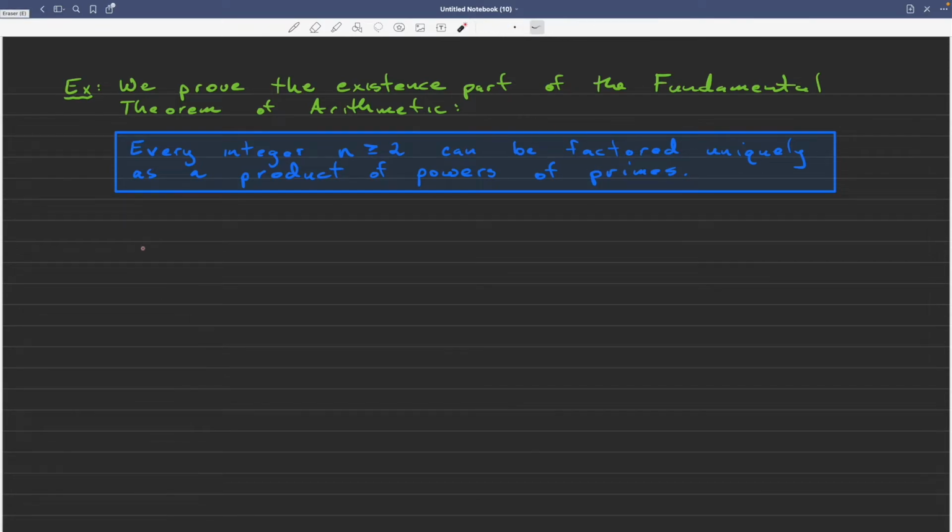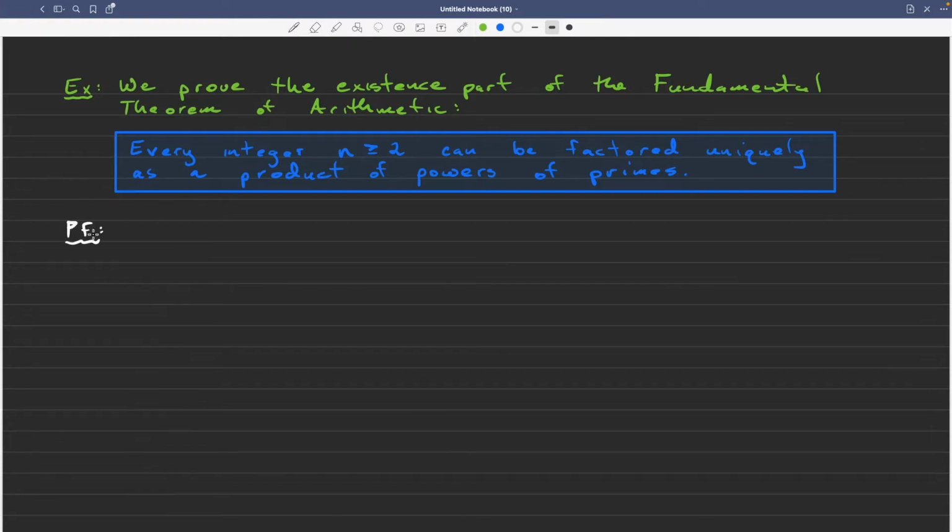But for example, if you take 12, well, it's 3 times 4, right? So it'd be 3 to the 1 times 2 to the 2. So that's a product of powers of primes. Or if you took 48, this would be 2 to the 4th times 3 to the 1. So things like that. You can always factor an integer as a product of powers of primes. And in fact, there's a unique way you can do it, but we won't prove the uniqueness. I just want to prove that you can factor it like that.